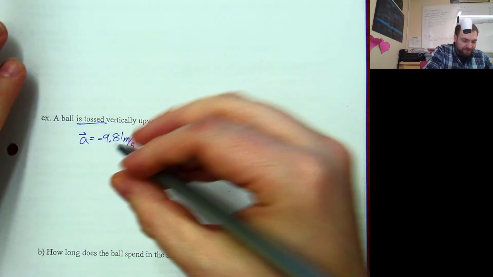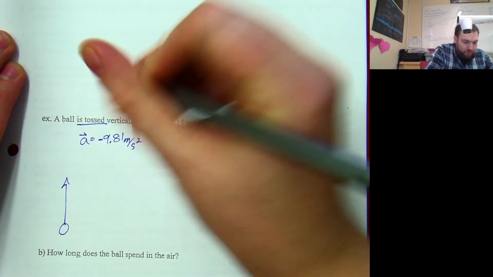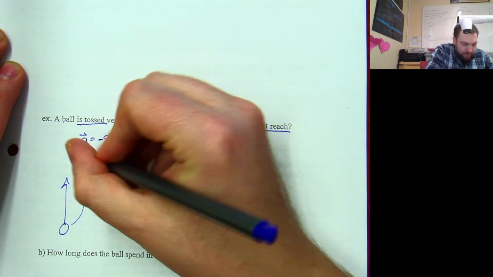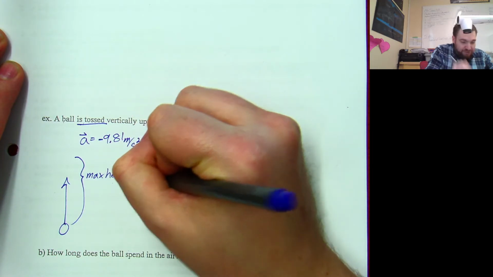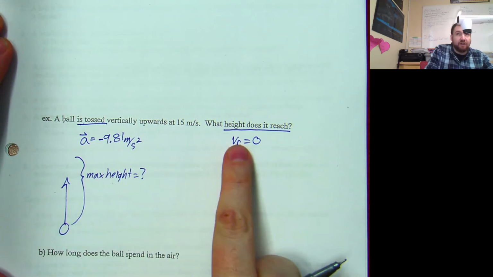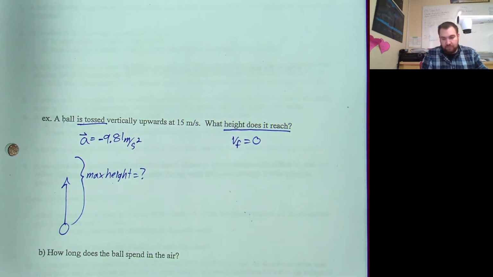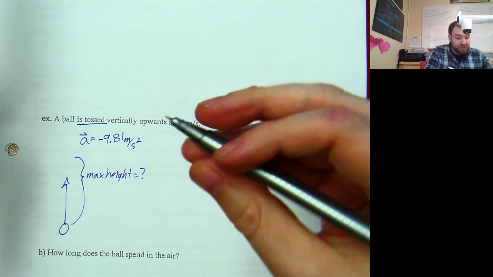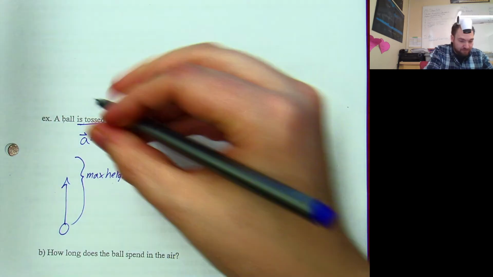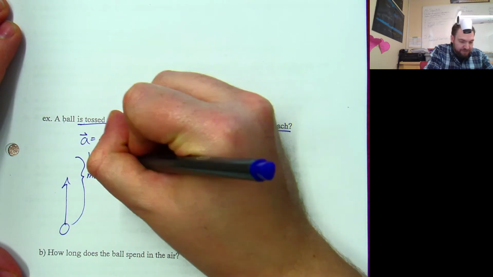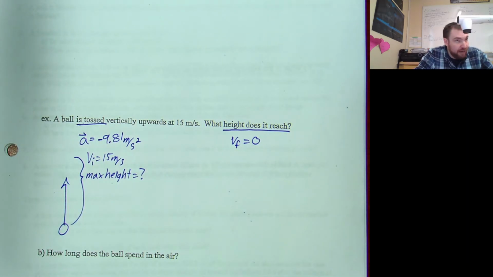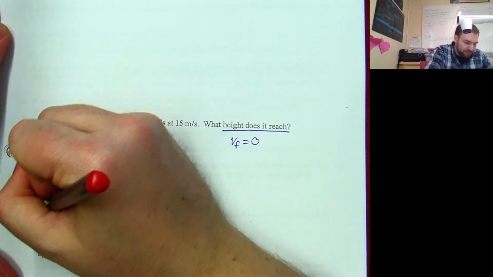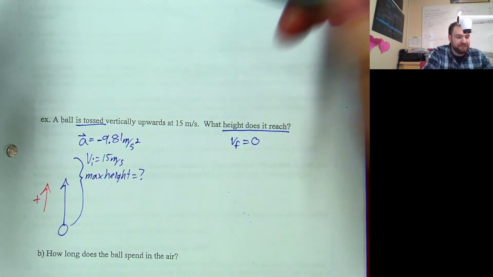So we can draw this thing, make our life a little bit easier. This thing's going to go up. We want to know, Manuel already called it, max height equals question mark. We've got our acceleration, we've got our final velocity. What else do we know? We know our starting velocity. VI equals 15 meters per second. Is that enough information to figure out how high the thing goes? Oh, and for the sake of this question, I'm calling up positive, which is why my acceleration is negative.